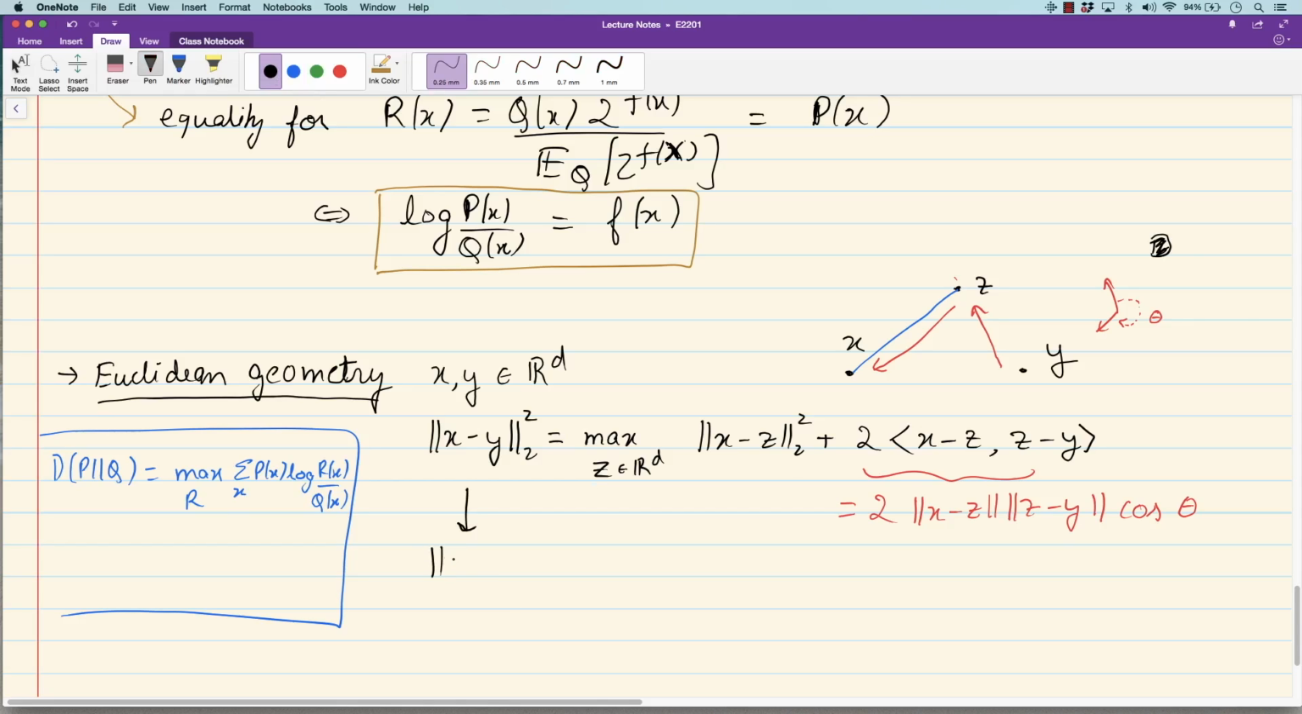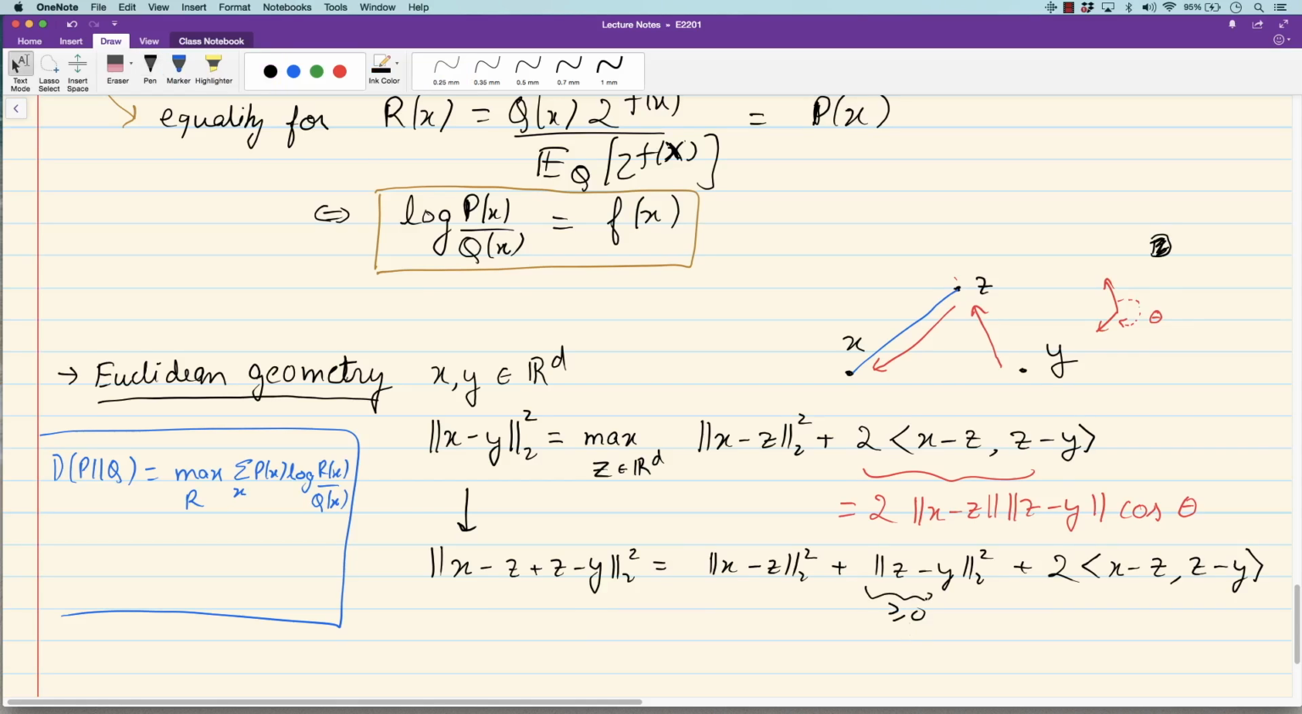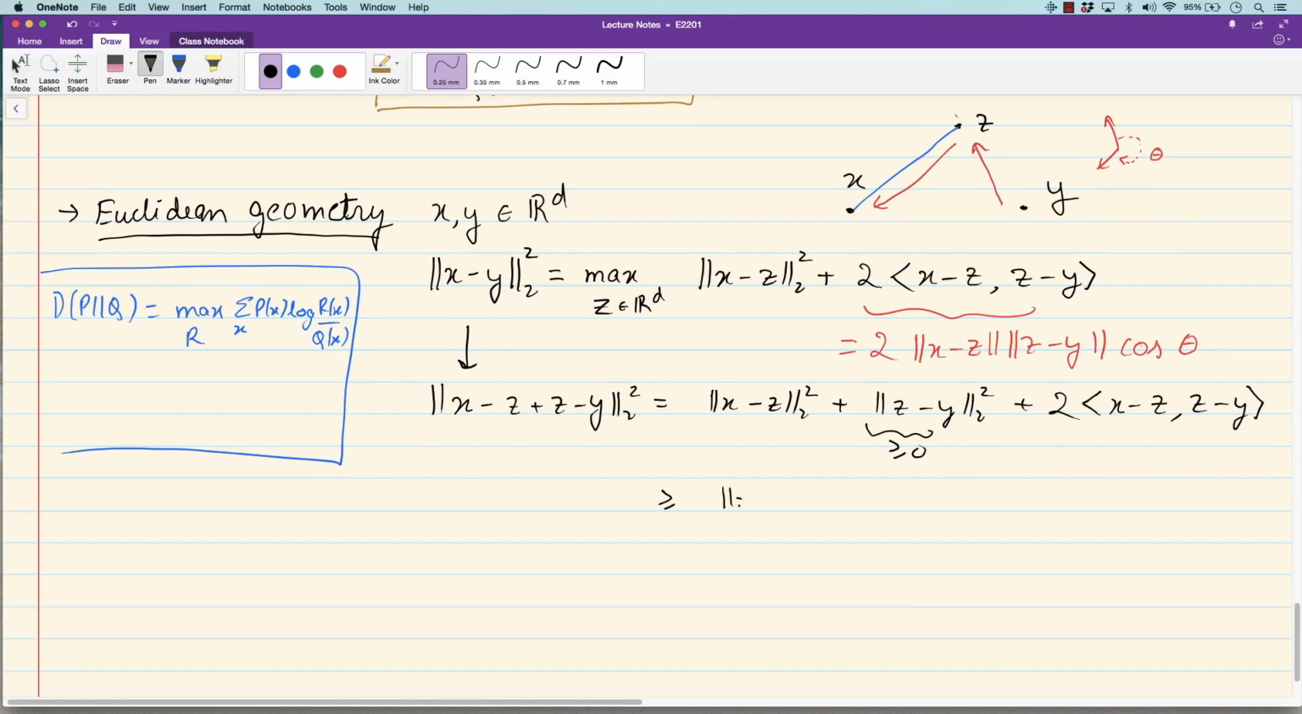Very simple. We follow the same proof as this one. We add and subtract this z, and then expand. So what happens is, square plus second distance square plus 2 times the inner product of these two vectors. And since this guy is non-negative, I can always drop this guy. So this is greater than or equal to x minus z square plus 2 inner product x minus z, z minus y. And this holds for every z. Therefore, this also holds for the maximizing one.